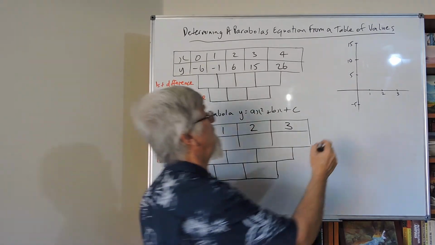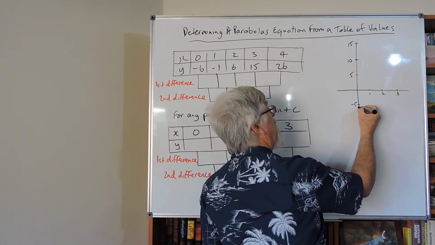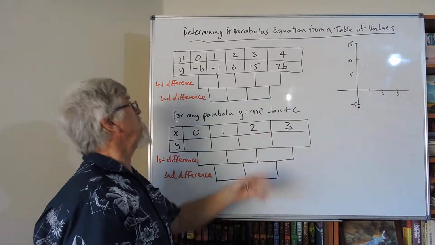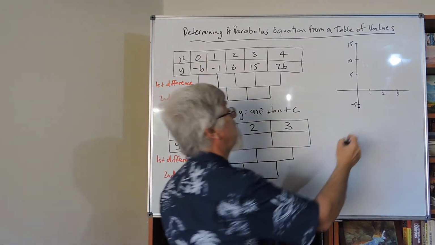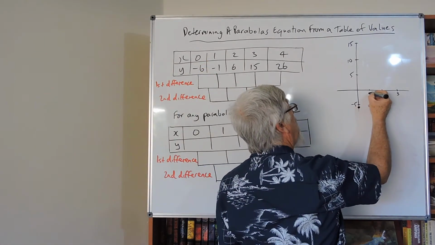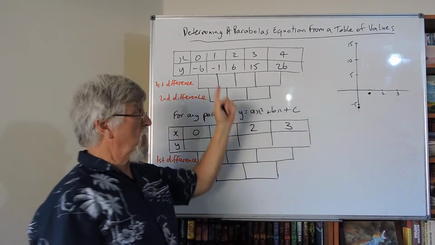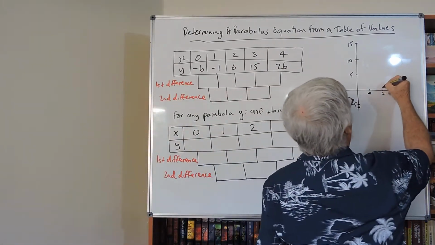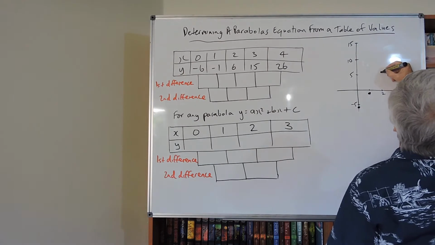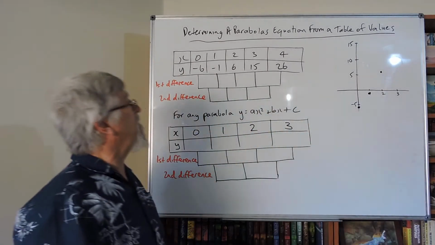I had (0, -6), it's about there somewhere. I'm only doing it rough, don't need exact measurements here. (1, -1) means I go to 1, I come down here to about there, to -1. (2, 6), so I go to 2 and I come up here to 6. Try to do it reasonably accurately, even on a rough diagram.